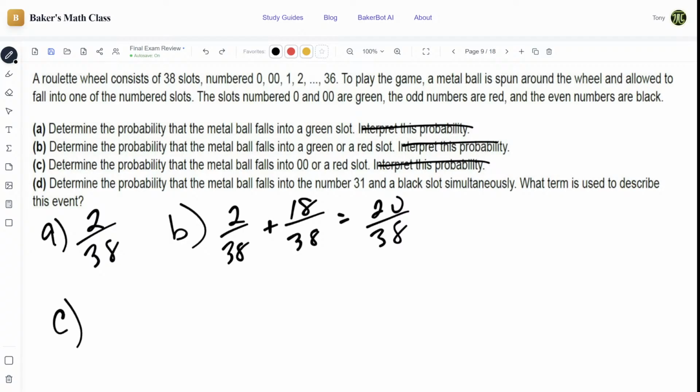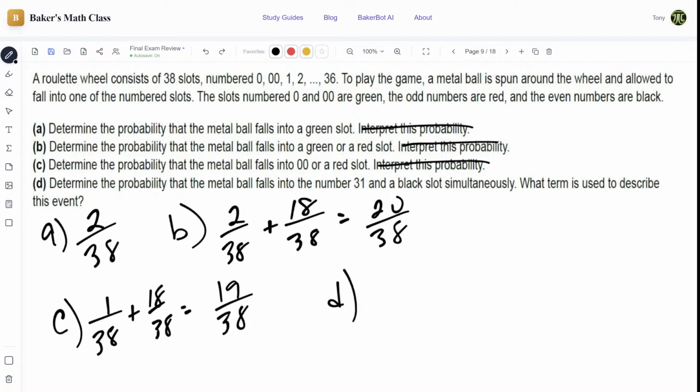What's the probability it falls into double 0 or a red slot? It's 19 over 38. The only one we're taking out is the 0. So it's 1 out of 38 plus the 18 out of 38, which is 19 out of 38.